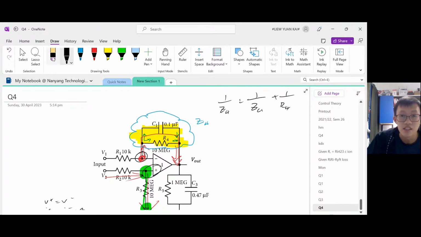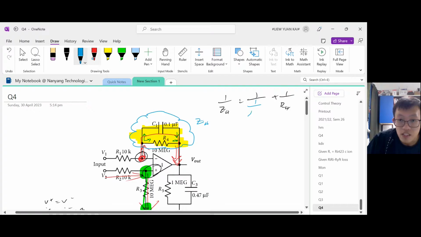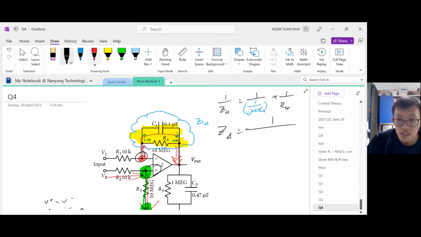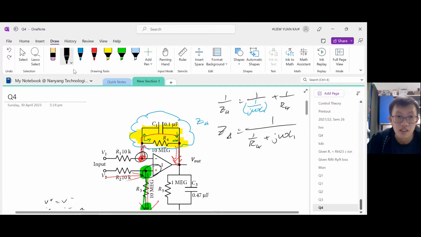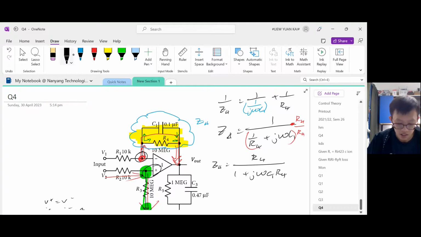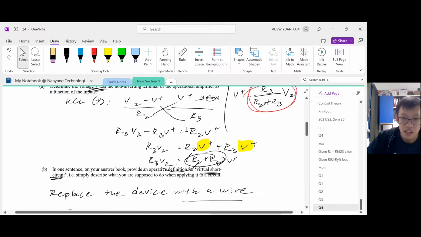So actually, ZC1 is given by 1 over J omega C1. And then you make ZA the subject, you shall get 1 over R4 plus J omega C1. Now, if you want to beautify it by getting rid of this fraction inside, you can multiply the top and the bottom by R4. So what you get is ZA equals R4 over 1 plus J omega C1 R4. Okay, so that's ZA.